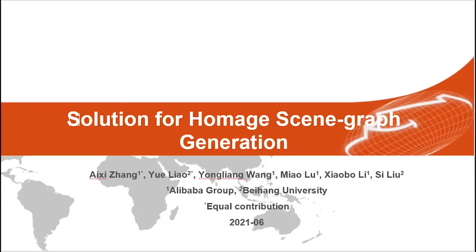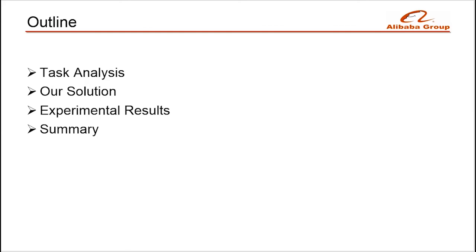Hi everyone. My name is Anxi Zhang. I'm from Alibaba Group. Our team name is IMBA, and we ranked first place in the Home Action Genome Scene Graph Generation Challenge. In this slide, I will show you our solution for the HOMAGE Scene Graph Generation task. The presentation has four parts, including the task analysis, our solution, the experimental results, and the summary.